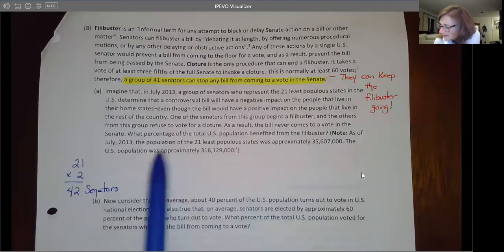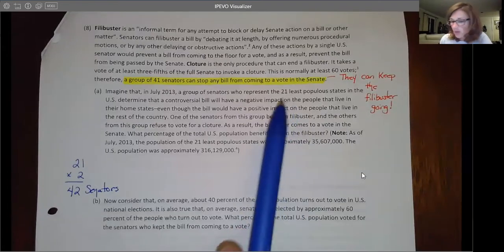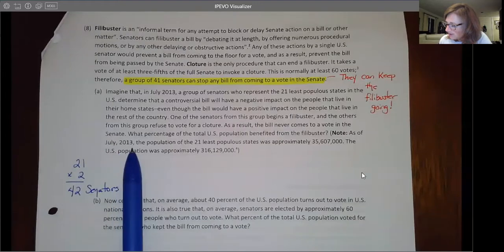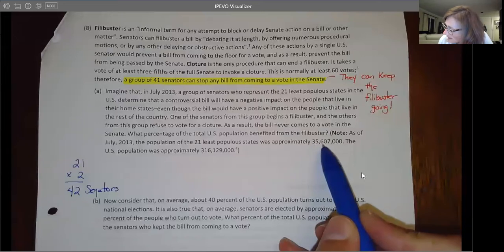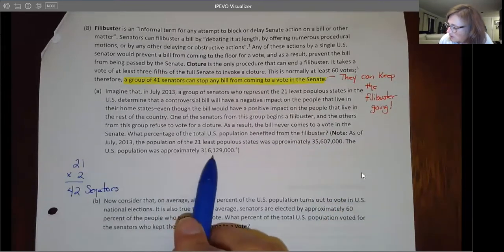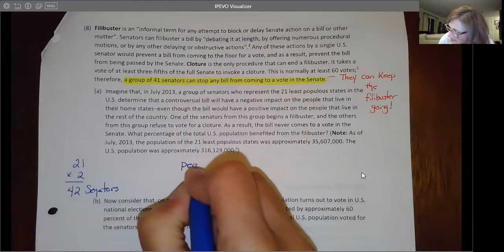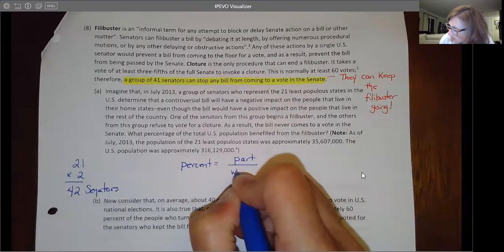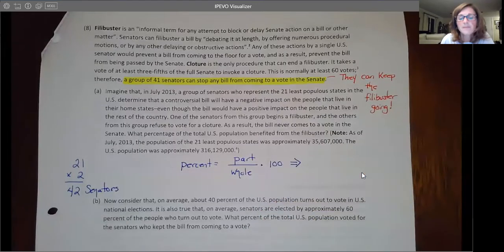So it says, what percent of the total U.S. population benefited from the filibuster? Remember, these were 21 of the teeny states. So it says, as of July 2013, the population of the 21 least populous states was 35,607,000. And that's the U.S. population. So what percent? So remember, a percent is a part over a whole times 100. Right? Part over whole times 100.